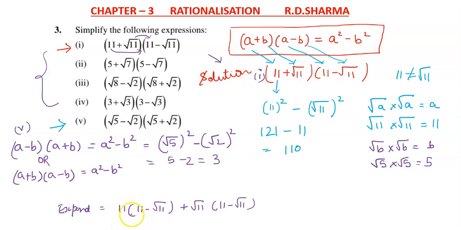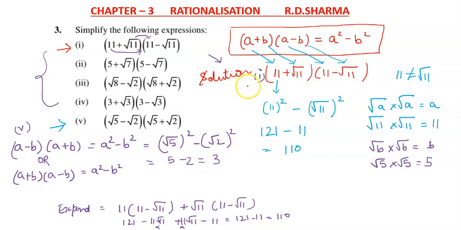So you multiply this 11 into 11, 121, then plus minus minus. So this will give me minus 11 root 11. Same thing here, root 11 into this 11 will give me 11 root 11, plus minus minus. So minus 11 root 11 and plus 11 root 11 is cancelled. So I'm left with 121 minus 11, which is equal to 110. So the answer will be same, students. The only thing is the steps will be more and chances of error are more here.